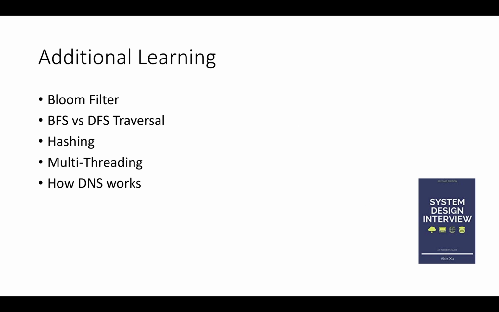We have talked about a couple of things: Bloom filter, BFS, DFS, hashing, multi-threading, and how DNS works. So I would highly suggest you go and read more about these to understand the crawling part. Also, Bloom filter is very useful for many other kinds of search mechanisms, which we'll discuss in a different session.